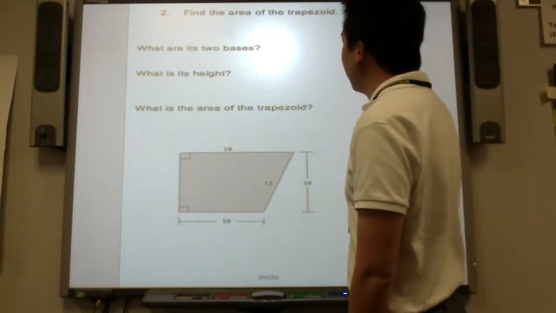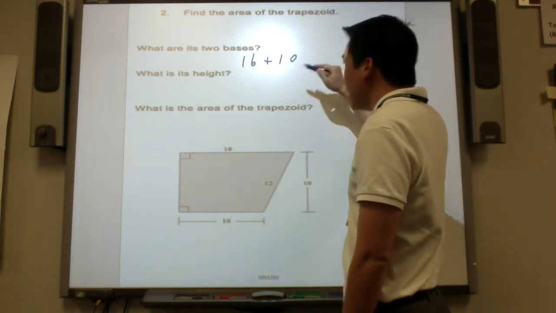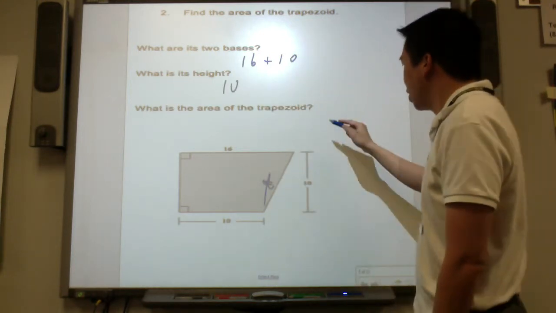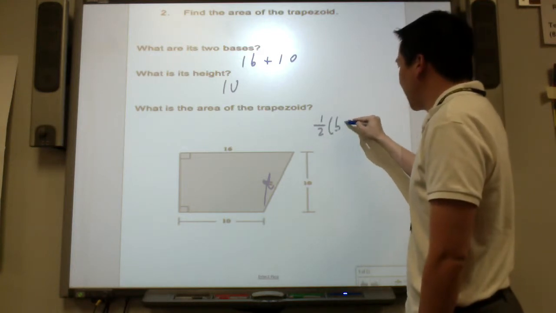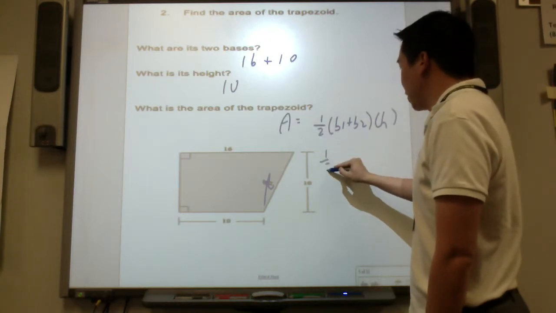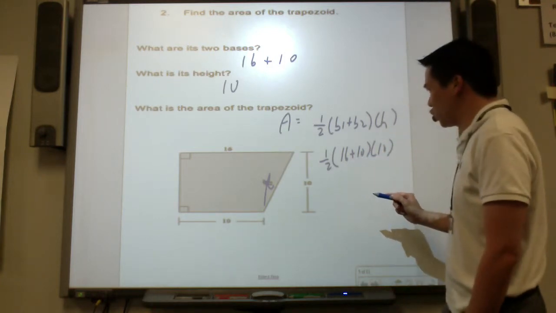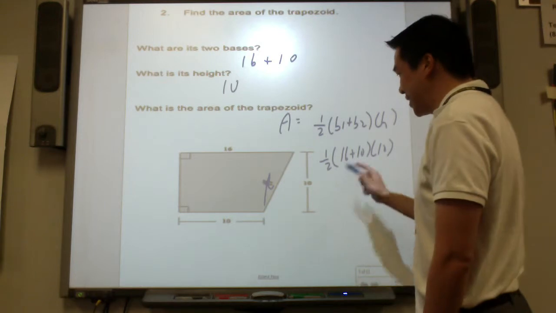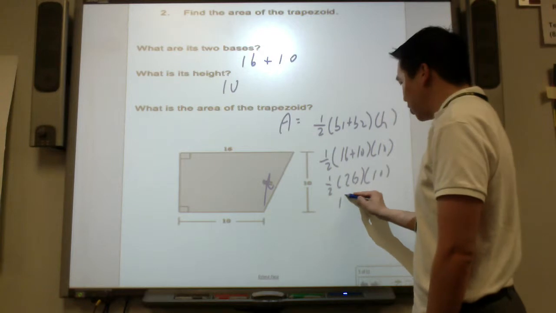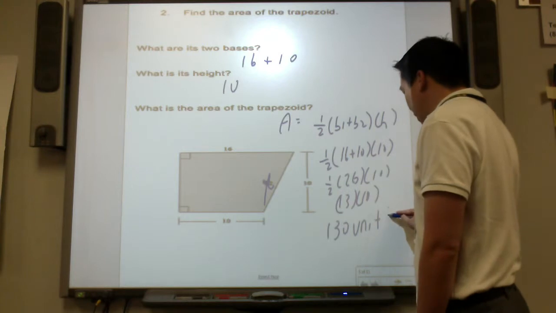Find the area of the trapezoid. What are the two bases? 16 and 10. What is the height? 10, because you stand straight up. What is the area of this? I'm going to use half of base 1 plus base 2 times height. So let's substitute. The two bases are 16 and 10. The height is 10. So 16 plus 10 is 26. Half of 26 is 13. 13 times 10 is 130 units squared.